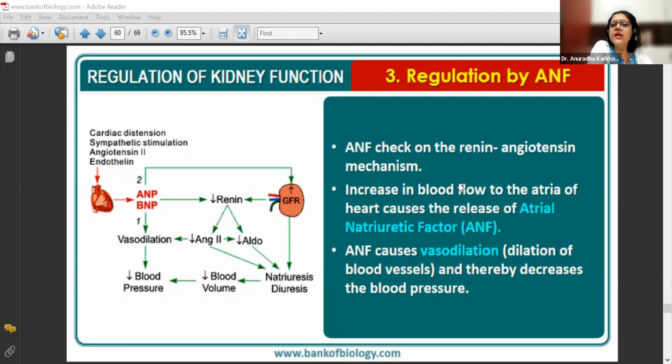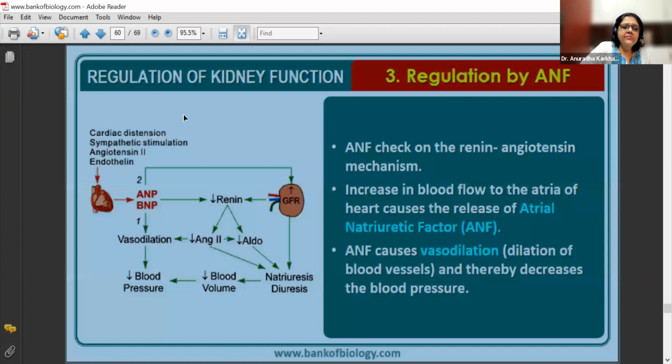So that is the reason drink plenty of water continuously. Whether you're feeling thirsty or not, it doesn't matter. Drink water, keep on drinking water. Okay. Yeah, ANF is like a feedback. Yes, beta. Bilkul correct, Sanika. Right. Okay, so look over here.